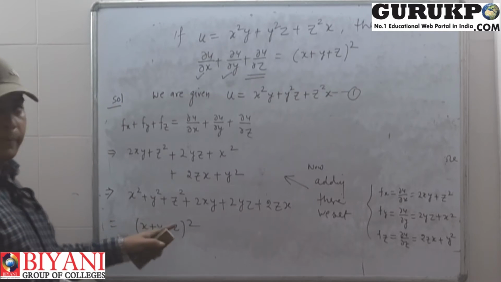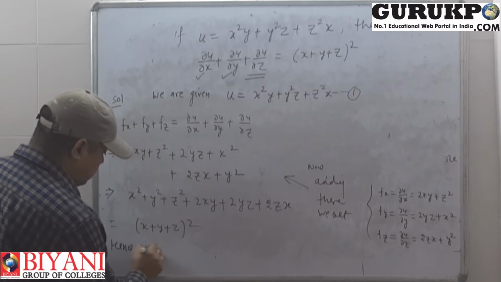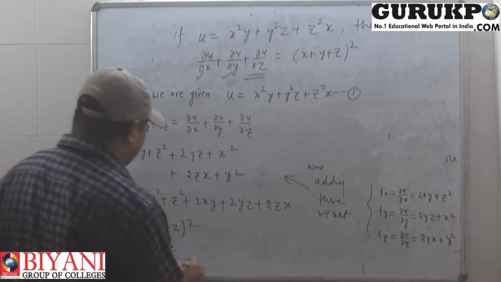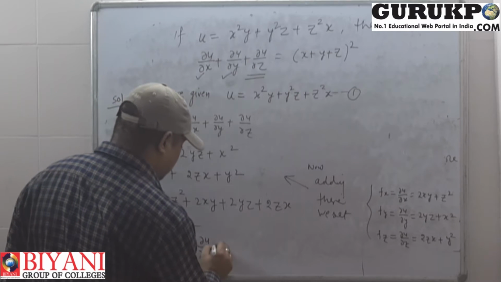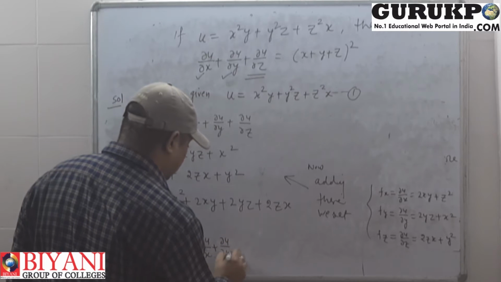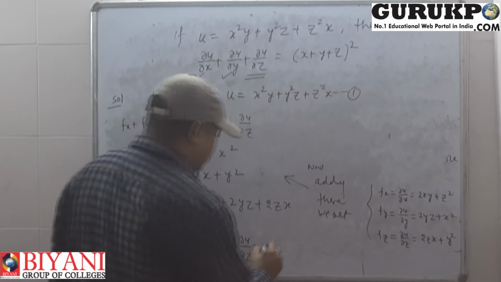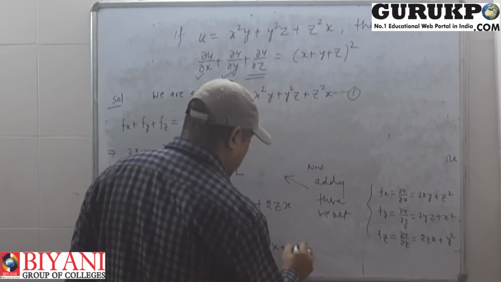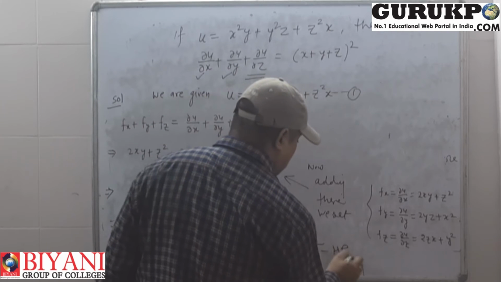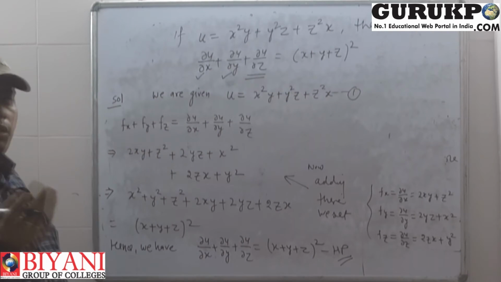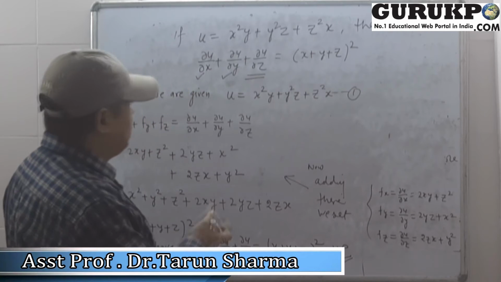It is a formula of algebra, x plus y plus z whole square. Hence we have del u by del x plus del u by del y plus del u by del z equals x plus y plus z whole square. Hence proved. So you have observed that it is very easy to find the partial differentiation of the given function.